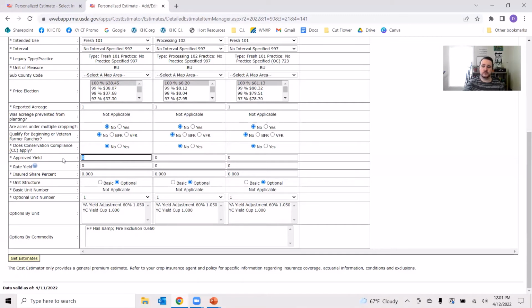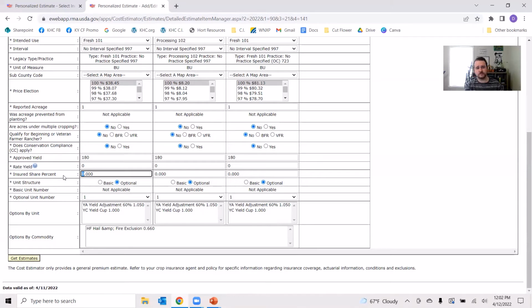So approved yield, well, I chose 180 bushels for this 1 acre. I think an acre average is about 177. I just rounded it up to be simple for this example. Rate yield we'll leave blank. That is if we needed to substitute records. So maybe you purchased the farm from someone not too long ago, and you want to use their yield records to apply for crop insurance. But we'll leave that blank for now.